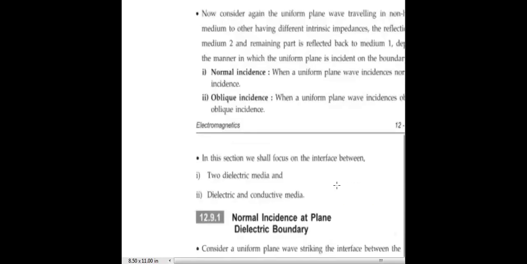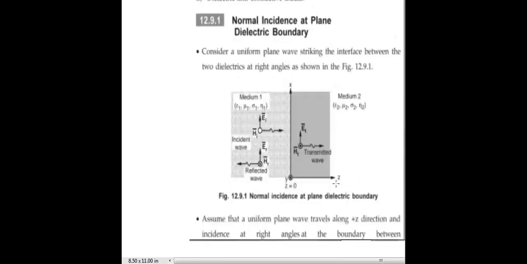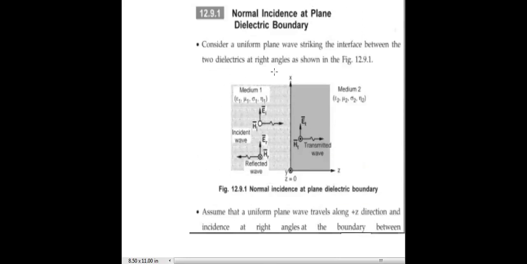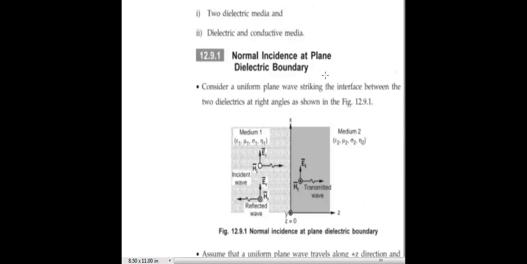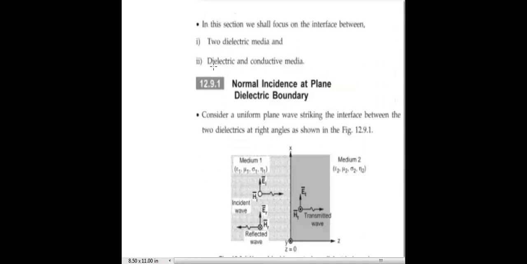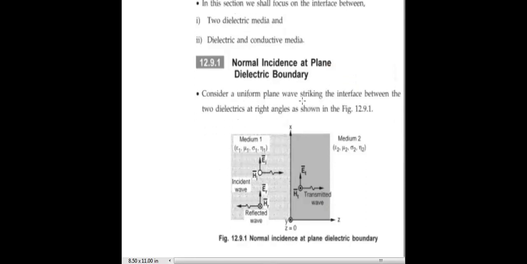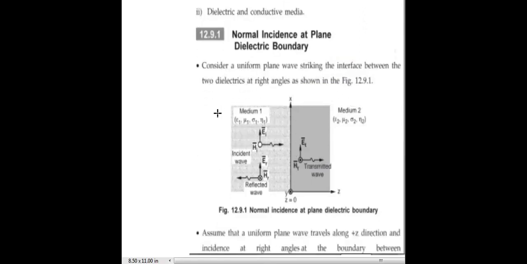Now, you can see here a normal incidence at a plane dielectric boundary. In this section, we consider two media, a dielectric and a conductor. Consider a uniform plane wave striking the interface between the two media at a right angle, as shown in the figure here. In this, one medium is a dielectric and the other one is a conductor, and this is the boundary between the dielectric and the conductor.